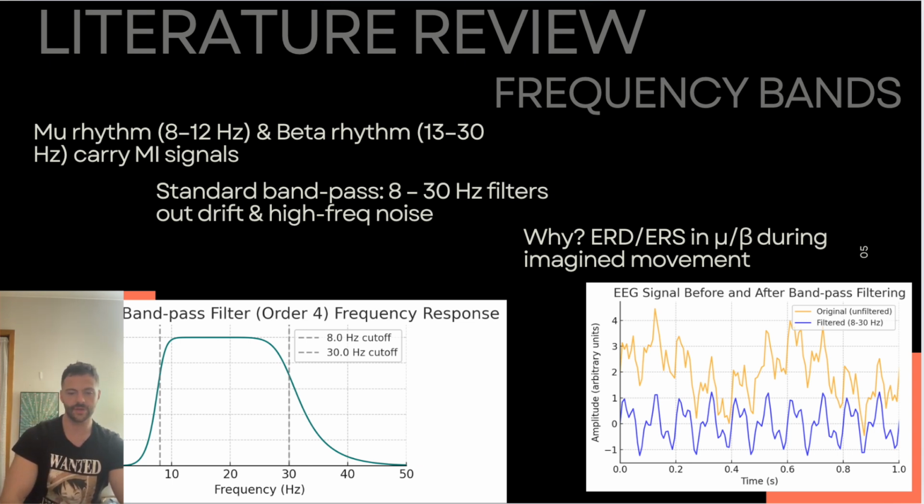Filtering this range enhances the relevant signals related to motor imagery while reducing noise and artifacts from other frequencies, particularly those below 8 Hz with slow cortical potentials and artifacts, and above 30 Hz where signals typically contain high frequency noise and muscular artifacts.